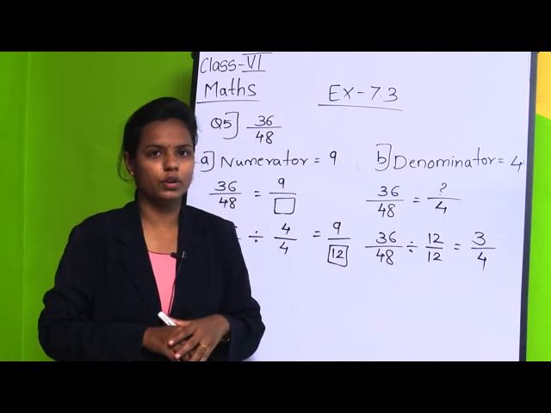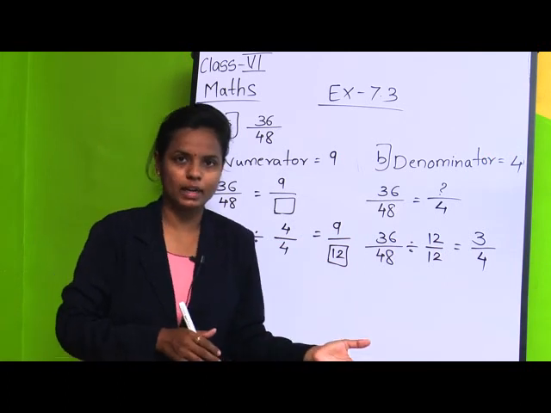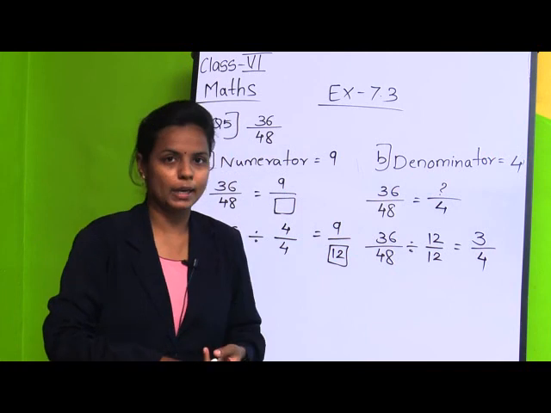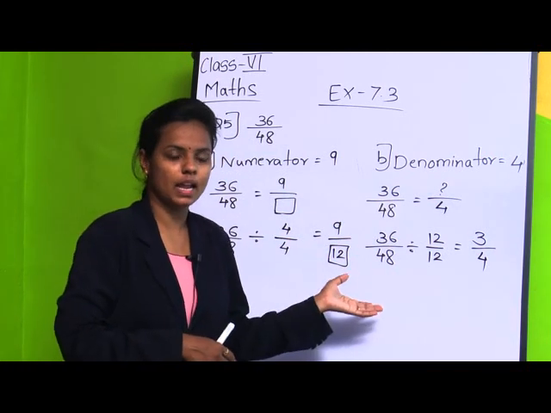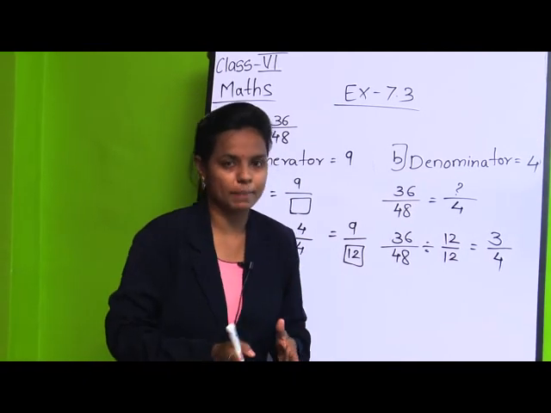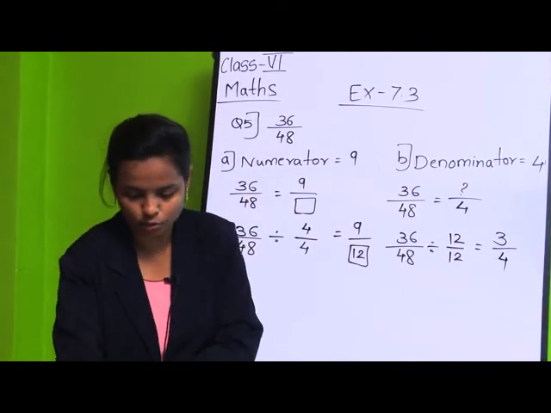Okay students, did you understand? When the numerator and denominator are given, we can find it by two methods, either by multiplication or by division. So these are two different methods. Let us move to the next question.